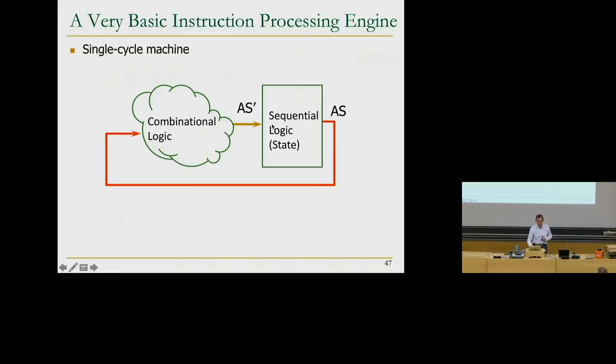And a processor essentially consists of combinational logic that can implement all possible instructions that are specified in the ISA. So we're going to design a processor that looks like this. Okay?